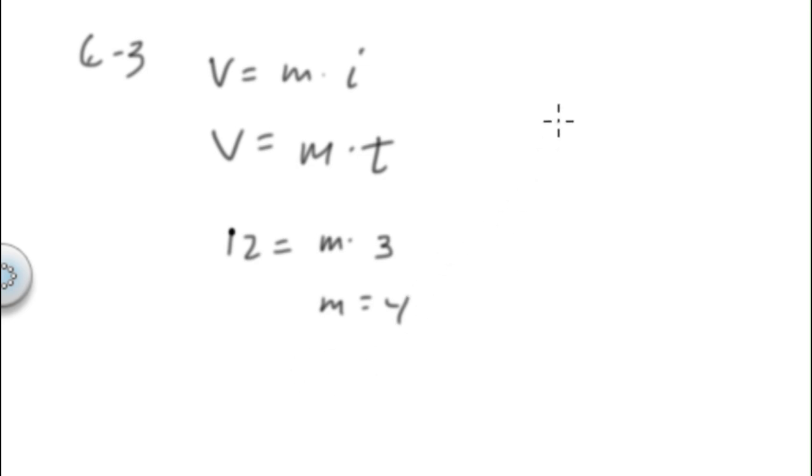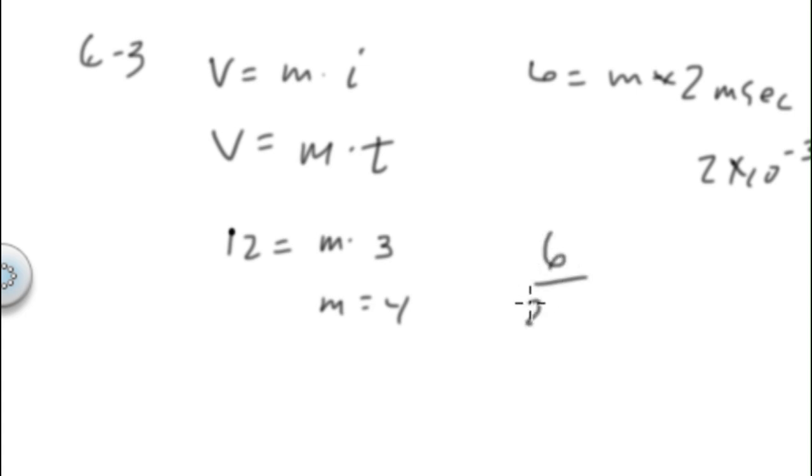For the second one, it's V, or 6, is equal to M times 2 milliseconds, or 2 times 10 to the minus third, okay? So M is equal to 6 divided by 2 times 10 to the minus third, or 3 times 10 to the third. So those are our equations.